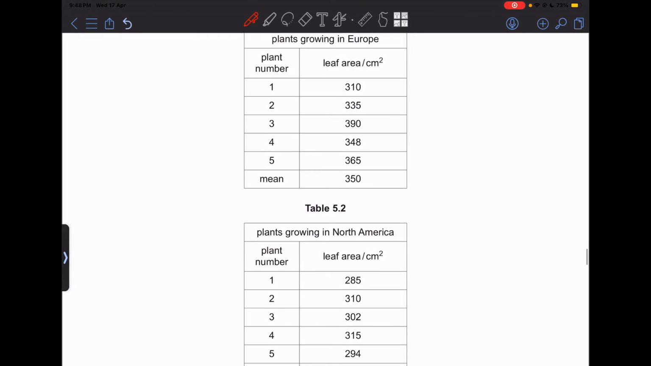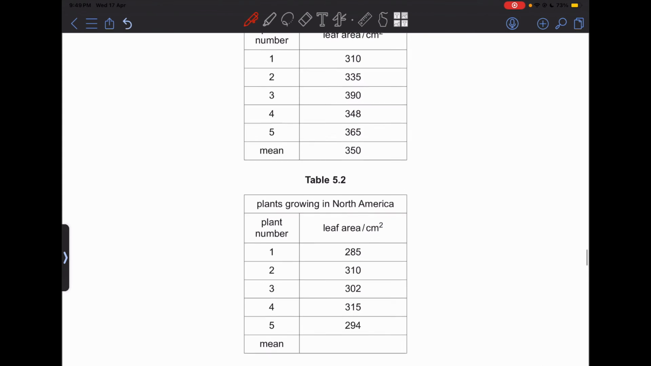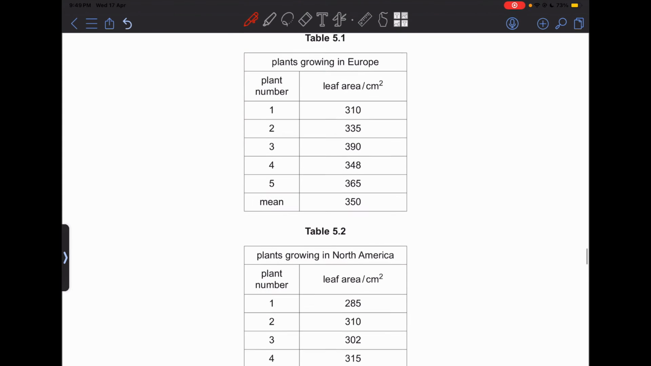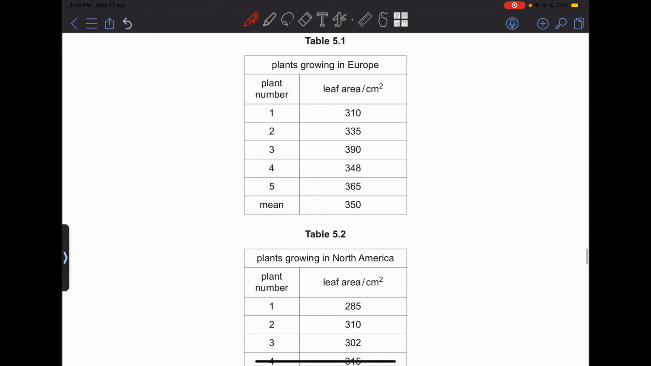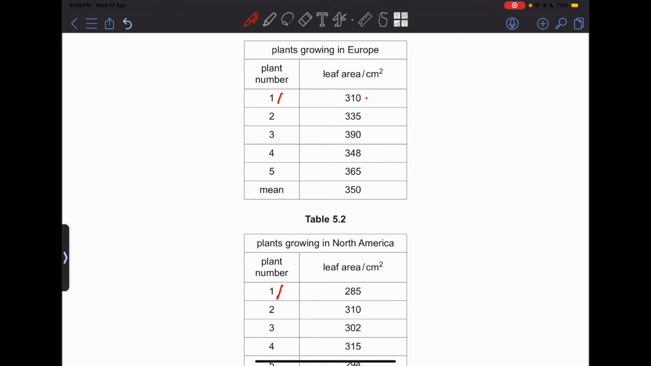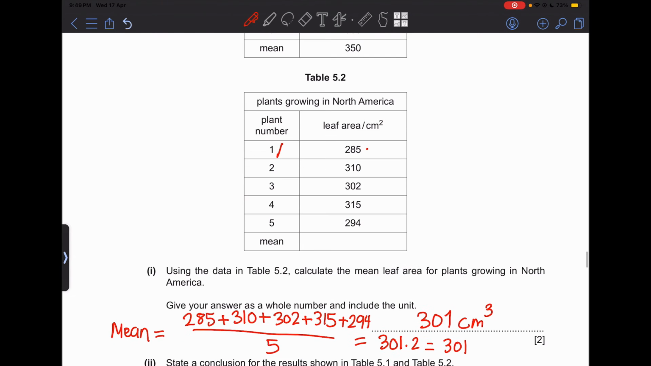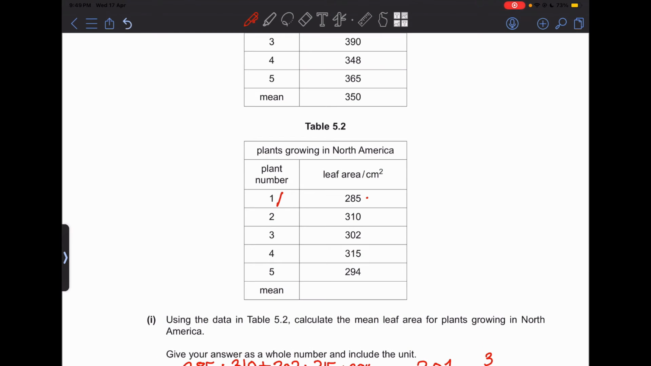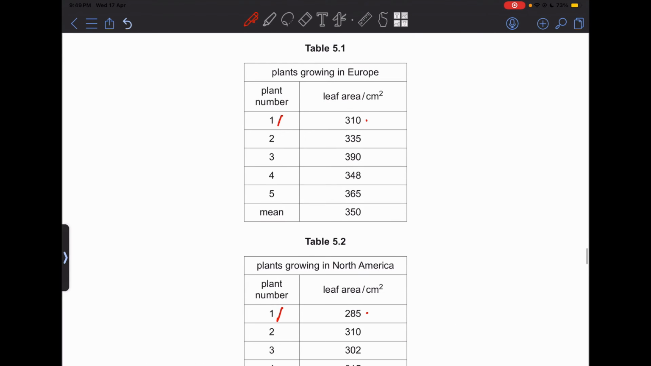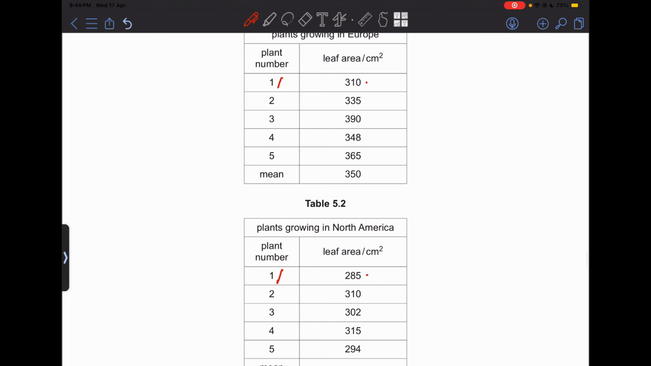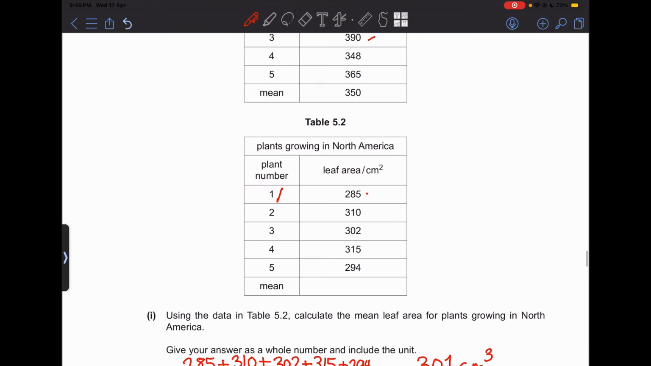So as we can see here, the plants growing in North America are actually smaller than the ones in Europe, because we can see that there's a difference between plant number 1 in Europe and plant number 1 in North America. The one in Europe is 310, and over here it is 285. So it's basically much bigger. The maximum that the Europe plants have is 390 over here. Meanwhile, the plants in North America, the maximum they reached was 315. So there is a difference, of course, and there is a question coming up about this.